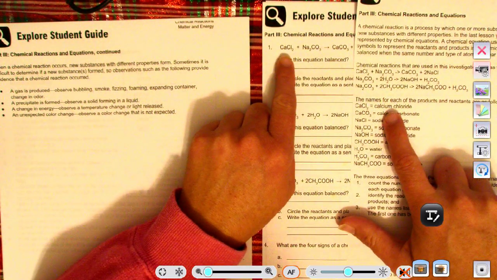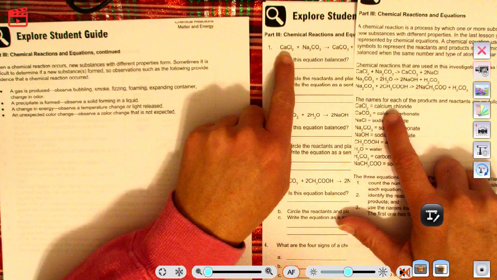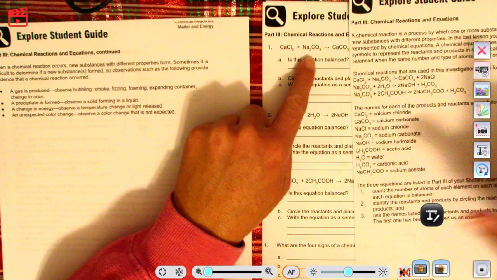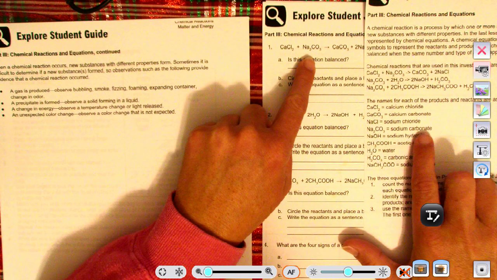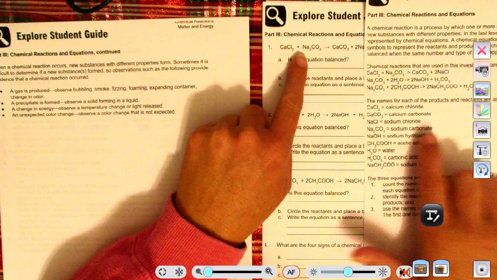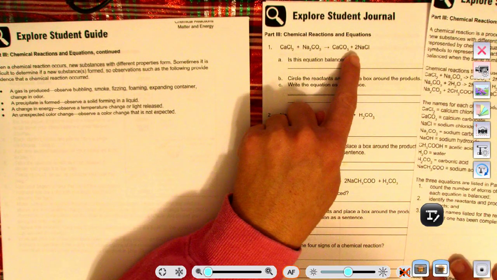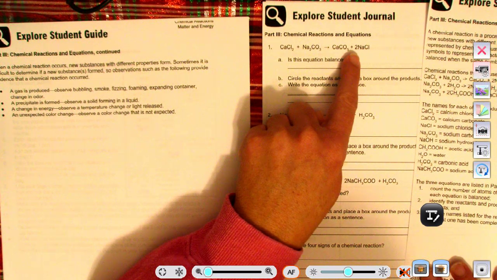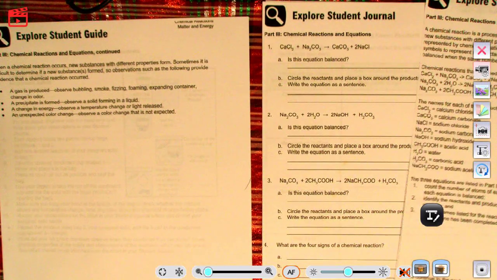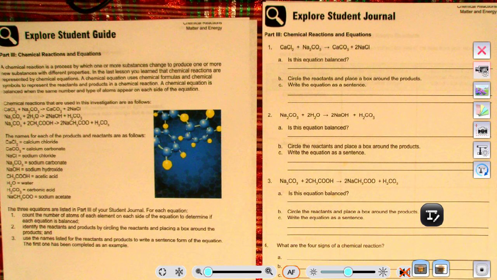So you would say for this one, 1 molecule of calcium chloride and 1 molecule of sodium carbonate react, and they yield 1 molecule of calcium carbonate and 2 molecules of sodium chloride. All right? So if you do not understand how to do that either after reading this part, you need to let me know. We can Zoom and I'll kind of walk you through it.